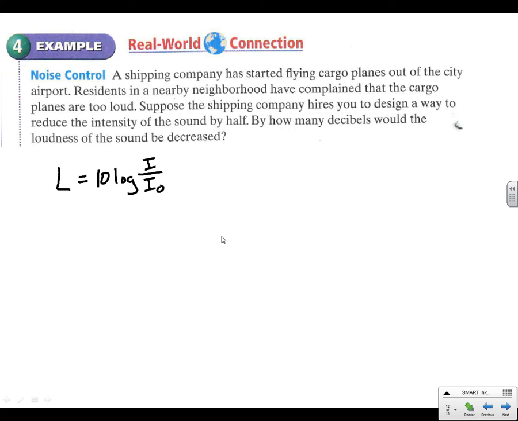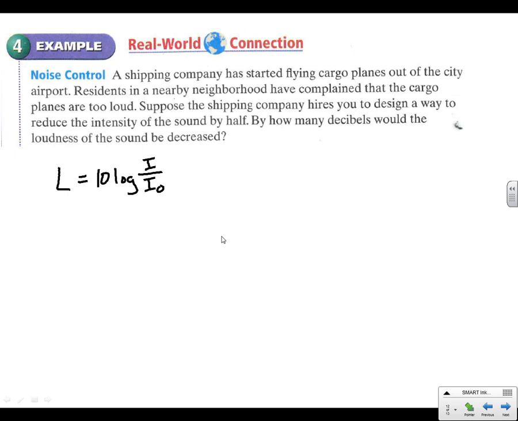All right, so let's read our word problem here. A shipping company has started flying cargo planes out of the city airport. Residents are getting upset, and so the shipping company wants to hire you to design a way to reduce the intensity of the sound by half. How many decibels would the loudness of the sound be decreased?